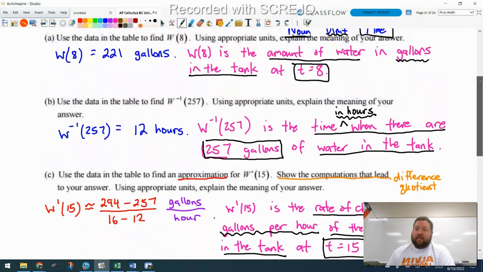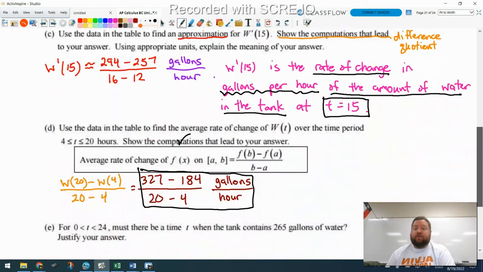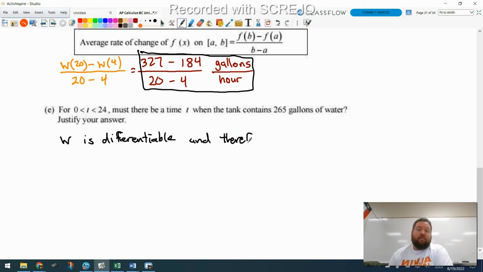Remember that thing that I had us underline: W is a differentiable function. When we talked about differentiability, I told you about that contrapositive. We learned that if a function is discontinuous, that means it's not differentiable. Well, the contrapositive was if a function is differentiable, then that function must be continuous. You have to write that as part of your answer on this problem. So you are going to restate W is differentiable and therefore continuous on 0 to 24.